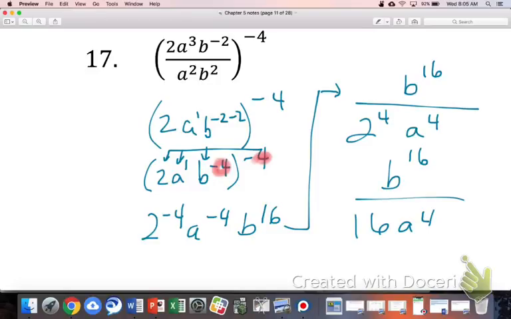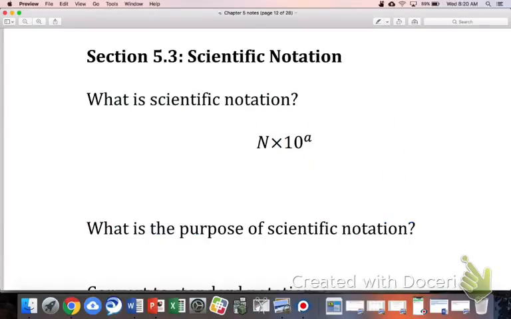Why don't you grab your notes? We're going to do a little bit with scientific notation today. I am banking on the idea that you've heard of this before, maybe in a middle school science class or a middle school math class, or maybe even a high school science class. So what is scientific notation? Scientific notation is this form right here. It is some number n times 10 to the a, and the 10 is a very specific number.